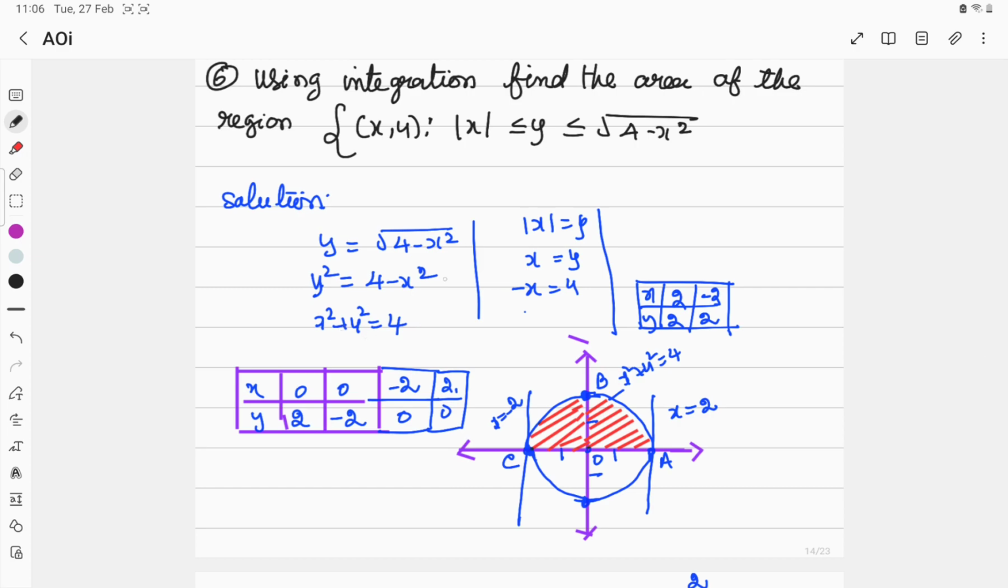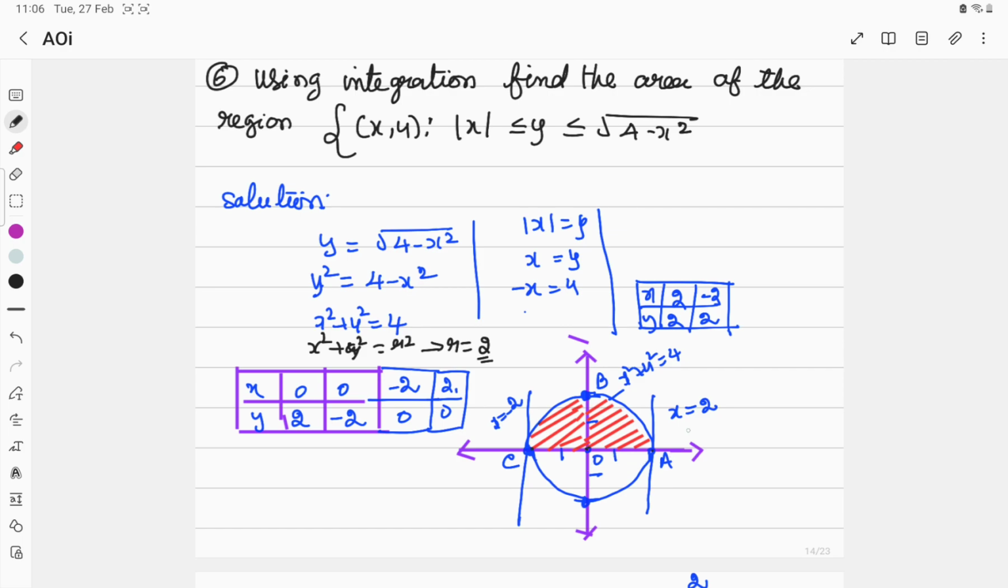x² + y² = 4. It is a circle with center at the origin and radius 2. This is in the form x² + y² = r², where r is equal to 2. So radius is equal to 2. So draw the circle. Everything is y greater than 0, so now we have to take the upper part only.